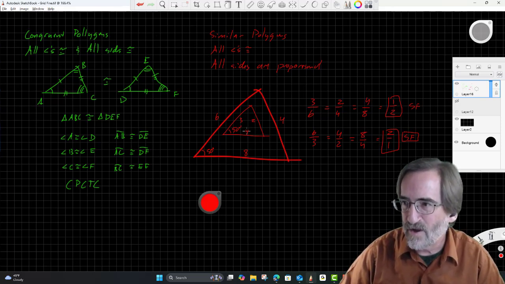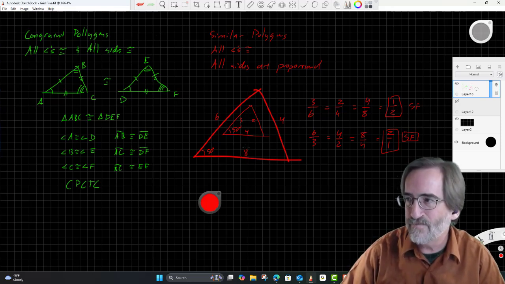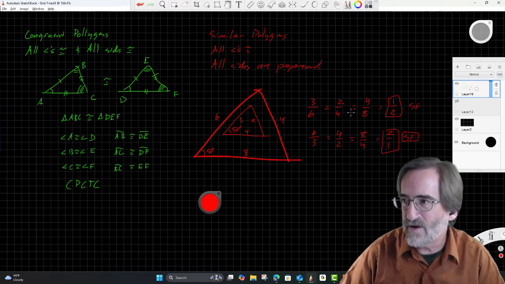So if I consider the small triangle to be the original, as I did draw it that way, and then enlarge it by a scale factor of 2, everything is twice as big. All the dimensions are twice as big. Okay? Right? So all sides are proportional. That is, they all divide out to the same scale factor.